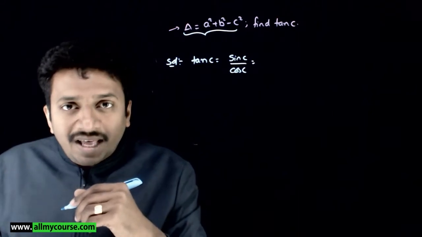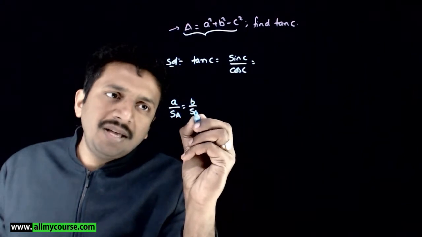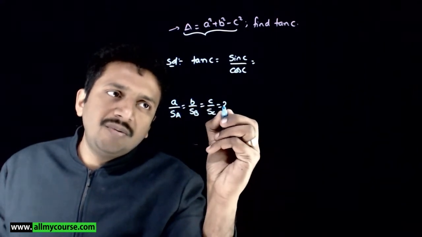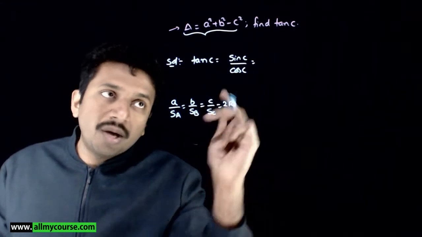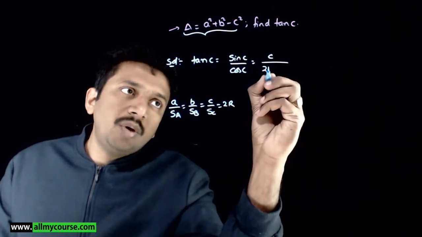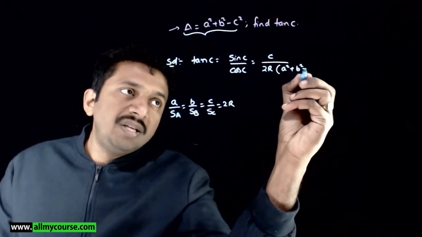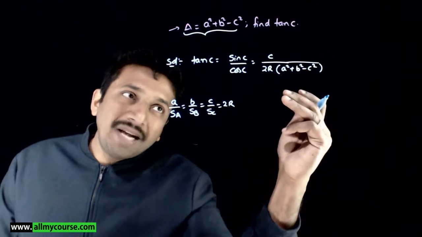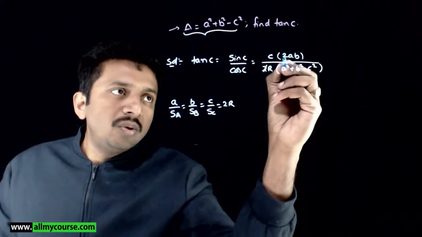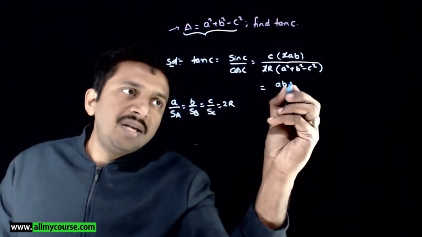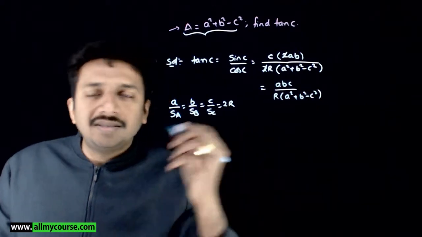We know from sine rule that a by sin a is equal to b by sin b is equal to c by sin c is equal to 2r. So what can I write sin c as? Sin c can be written as c by 2r. What is cos c? From cosine rule, we have a square plus b square minus c square by 2ab. So this 2ab goes into the numerator, and this 2 and this 2 get cancelled. So you get abc by r times a square plus b square minus c square.